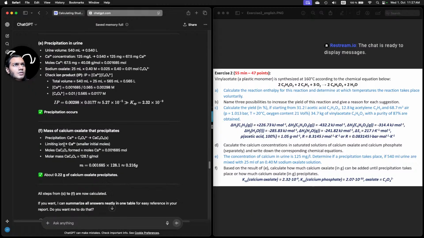Precipitation. Limiting ion: calcium, because calcium is lower, 0.02. Okay. Yeah, calcium is lower. Smaller initial moles. Moles of calcium formed equals moles of Ca2+. What? How?